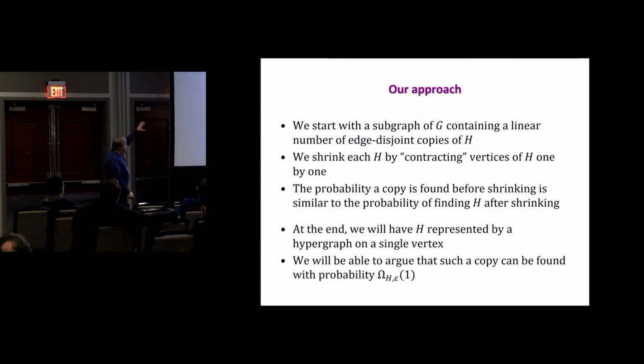So this is really the procedure that I just described here. The analysis of this is quite complex, but this is really the sketch of the approach. And the key part is that because at the end the graph H is represented by a single hyperedge, I can easily check whether my shrunk copy of graph G has a copy of H or not.